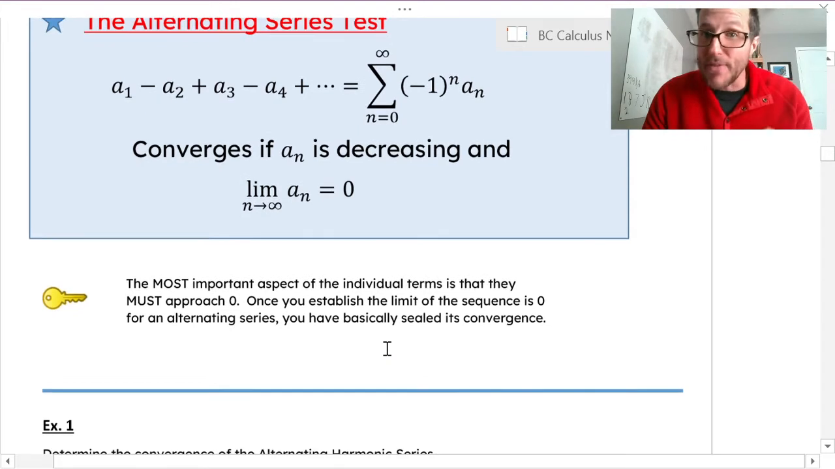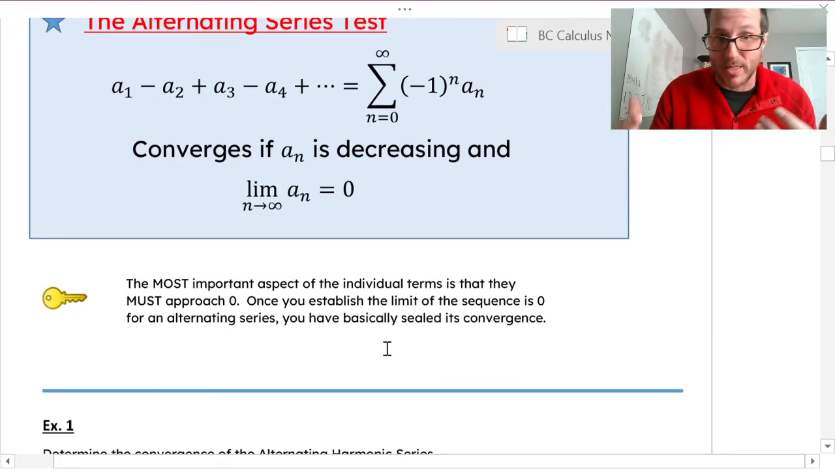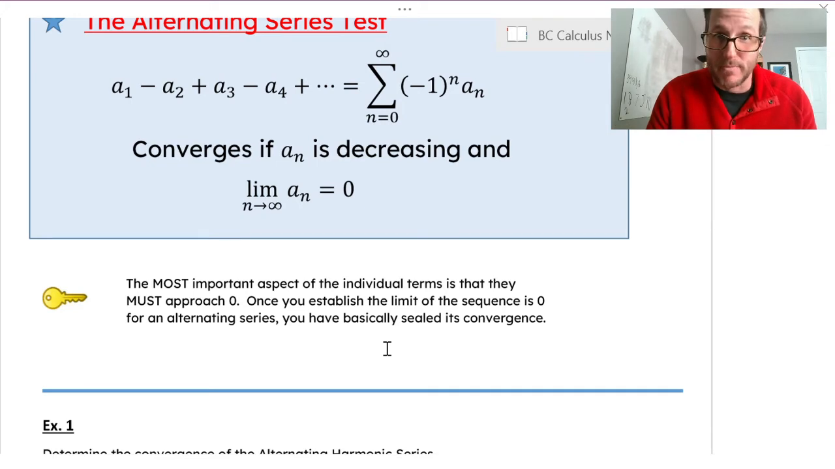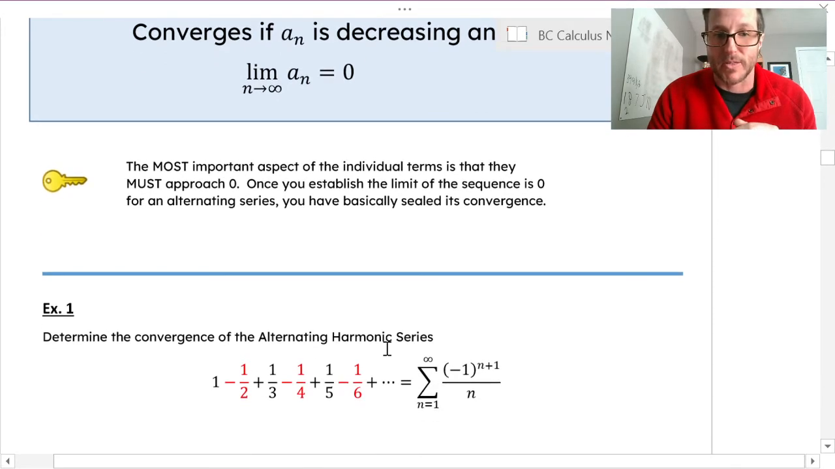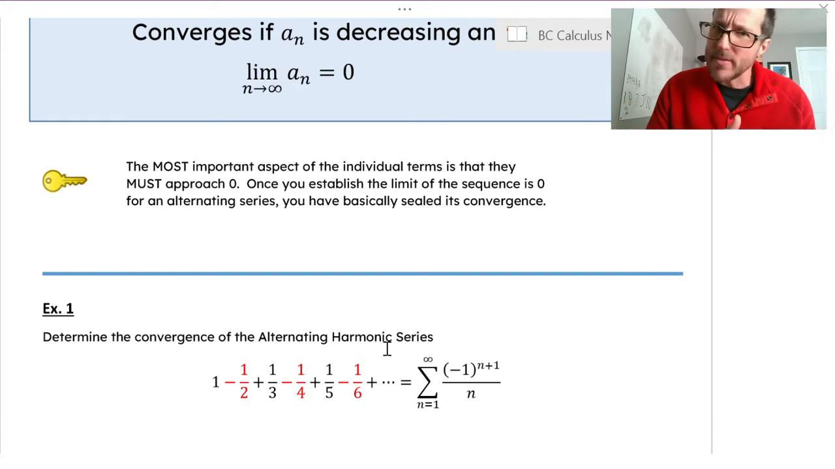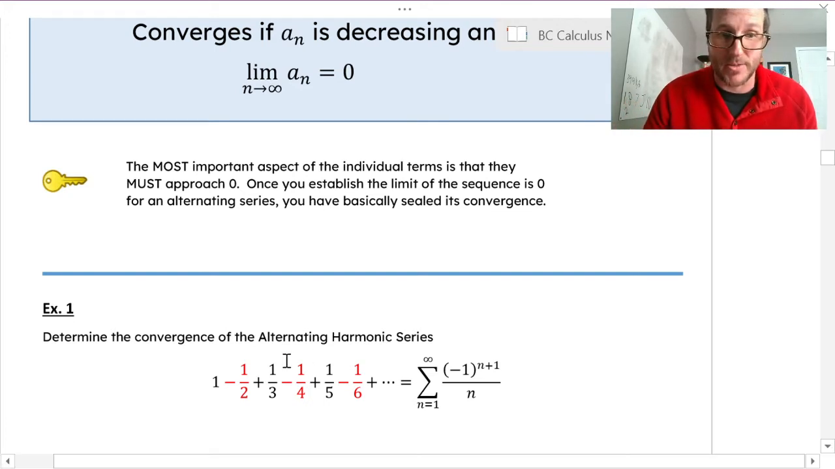So if you've identified a series as alternating, and you can show that the limit of the sequence is 0, you're done. That's basically proving that that's convergence. So let's talk about that harmonic series for a second. We know the harmonic series diverges, but let's look at the alternating harmonic series.